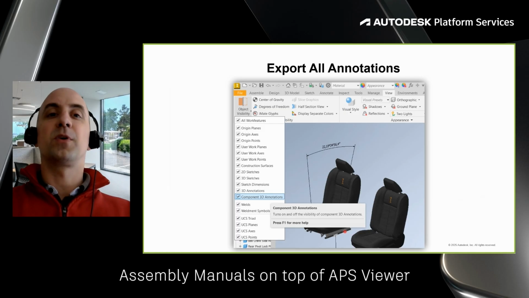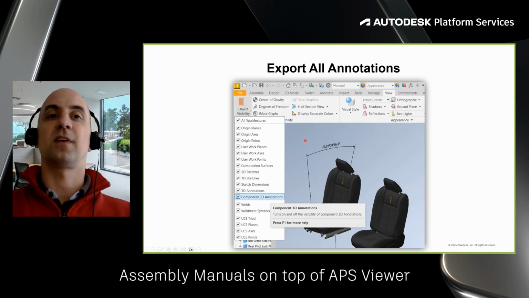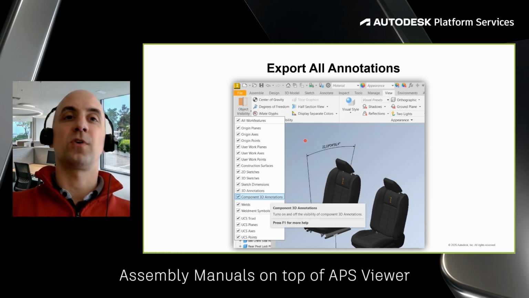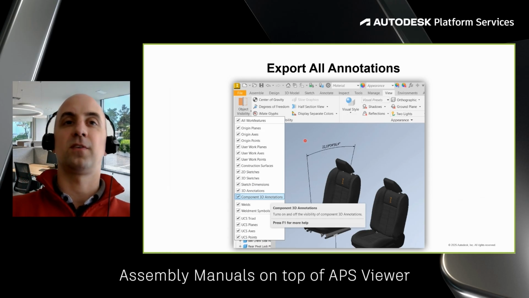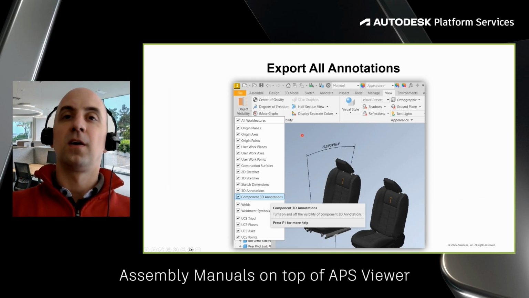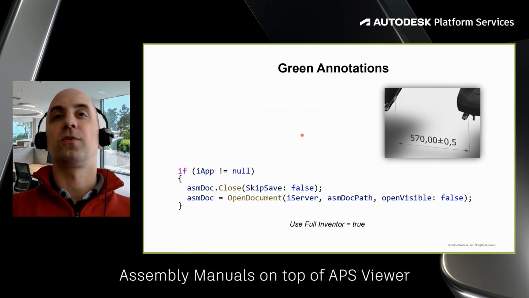Here is again a little bit of documentation on how to set this up in Inventor in case you need all of the annotations from your assembly. Let's say some annotations are defined in sub-assemblies or deeply nested within the assembly, then you need to check this box called component 3D annotations. And then that will mean all of the annotations will export to SVF.